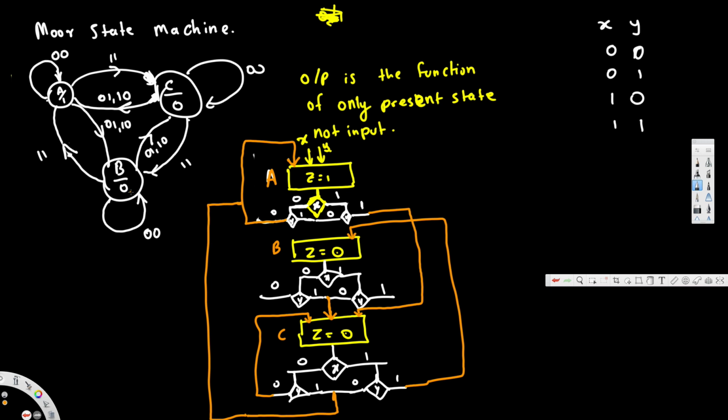And B is 0 0. If B is 0 0, it goes back to B. So it connects like this. And then if B is 1 1, it goes to A. Connected like that. And that's it. That's how we draw the Moore state machine.